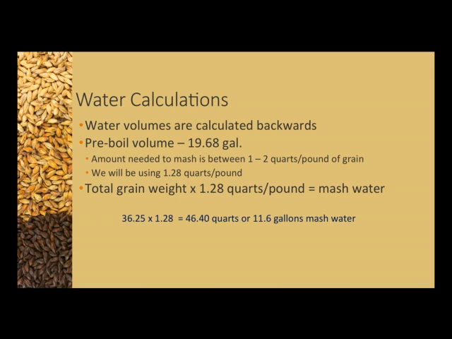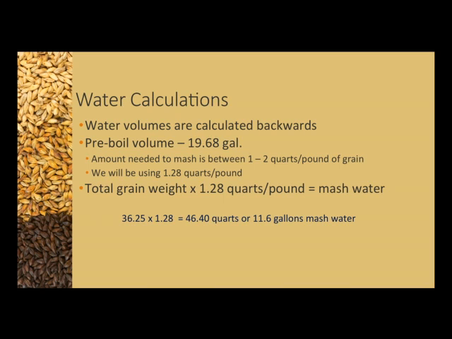Calculating how much water you will need is another step that is a balance between what you can expect and what you learn from experimenting. Although water volumes are actually calculated backwards from the finished batch size, to make it easier to understand, we will use our recipe and start at the beginning. The first volume we look at is our pre-boil volume. In our recipe, that is 19.68 gallons. This represents the total amount of wort we need to collect after mashing and sparging.